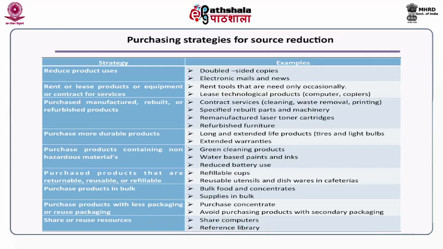The next one is purchasing manufactured, rebuilt or refurbished products. You can use contract services for cleaning, waste removal, printing, etc. Then you can use remanufactured laser toner cartridges, and you can also use refurbished furniture.